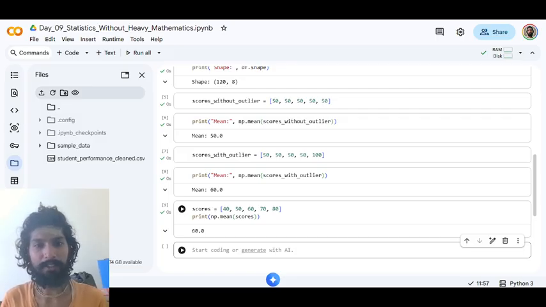This does not mean that the mean is incorrect. It simply means that we must interpret it carefully. The median is the middle value after sorting the data. Let us calculate the median of our scores with an outlier.